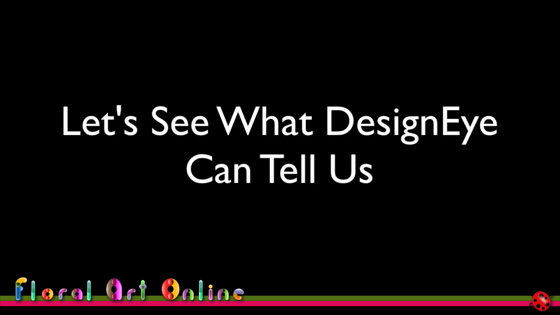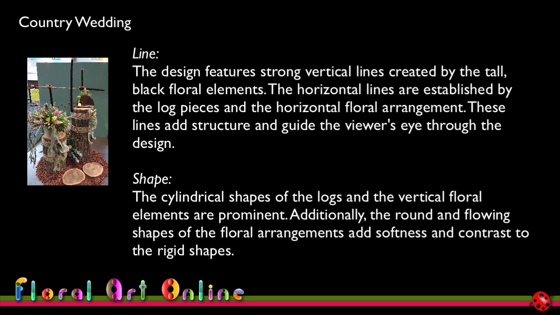So let's see what DesignEye has got to say about this particular composition. For line, first of all, the design features strong vertical lines created by the tall black floral elements. That's the xanthorrhea or the black boy spikes, grass tree spikes. The horizontal lines are established by the log pieces and the horizontal floral arrangement. These lines add structure and guide the viewer's eye through the design. In terms of shape, the cylindrical shapes of the logs and the vertical floral elements are prominent. Additionally, the round and flowing shapes of the floral arrangements add softness and contrast to the rigid shapes.